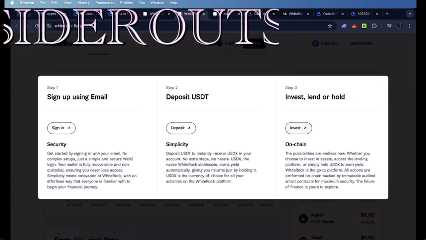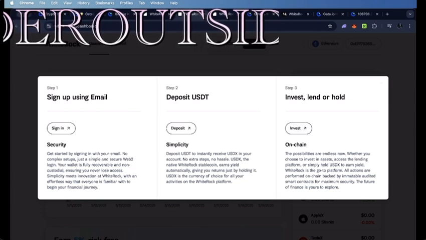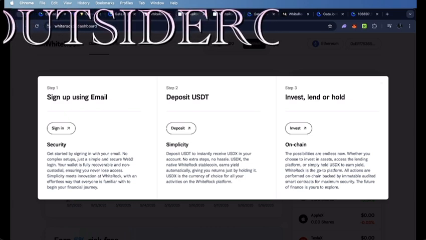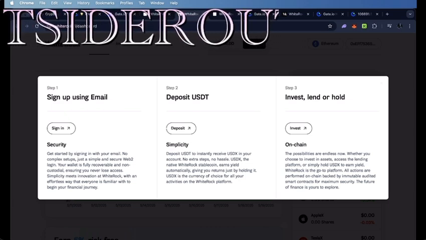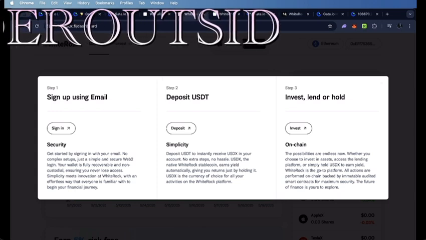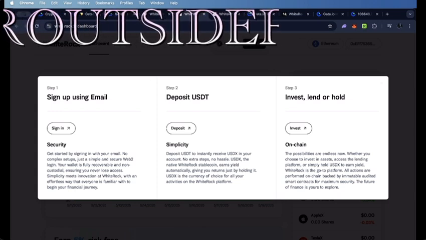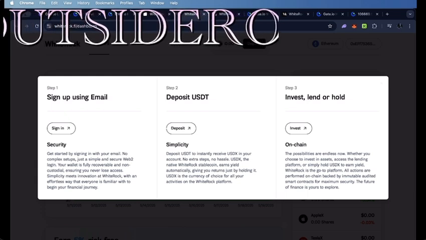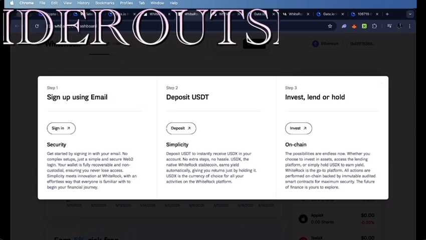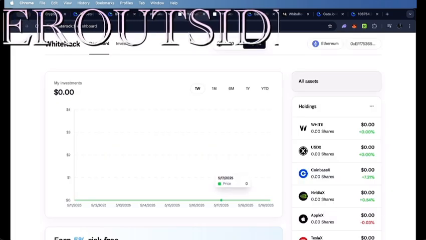You got invest, lend, or hold on chain. The possibilities are endless now. Whether you choose to invest in assets, access the lending platform, or simply hold USDX to earn yield, Bytrack is the go-to platform. All actions are performed on chain, backed by immutable, audited smart contracts for maximum security. The future of finance is yours to explore.